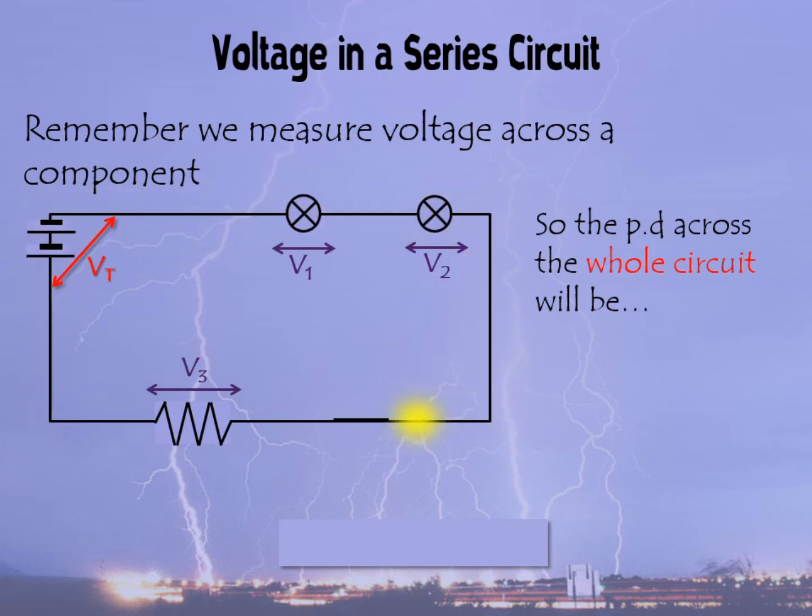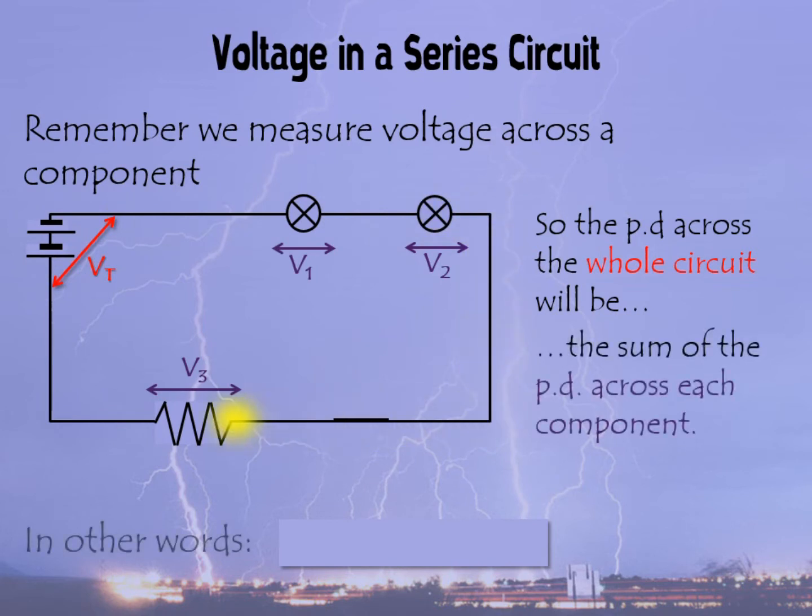So if you have a quick think about that, the voltage VT is going to be the sum of the potential differences across each component. That's not a terribly difficult leap to make. It's going to be adding up all the voltage differences to make one final total difference. So in other words, VT equals V1 plus V2 plus V3, where those voltages are across each component in the circuit.